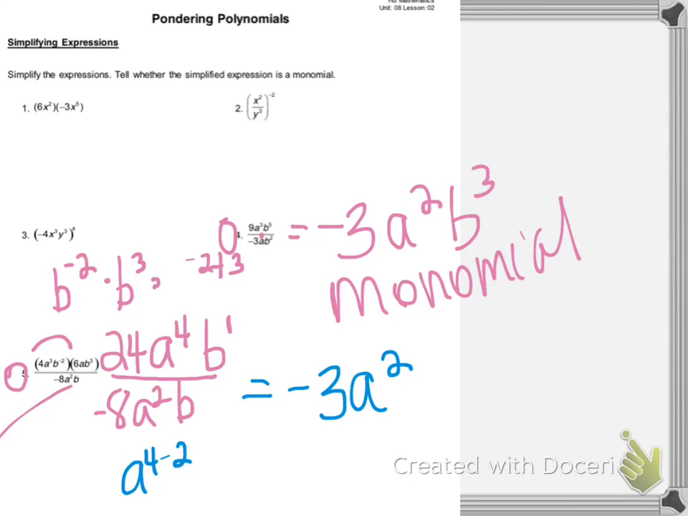And then we have b to the first, and then we're going to put a 1 here, and b to the first. So again, we're going to subtract those. So 1 minus 1 gives me 0, so that cancels it out. And so I'm just left with negative 3a squared.